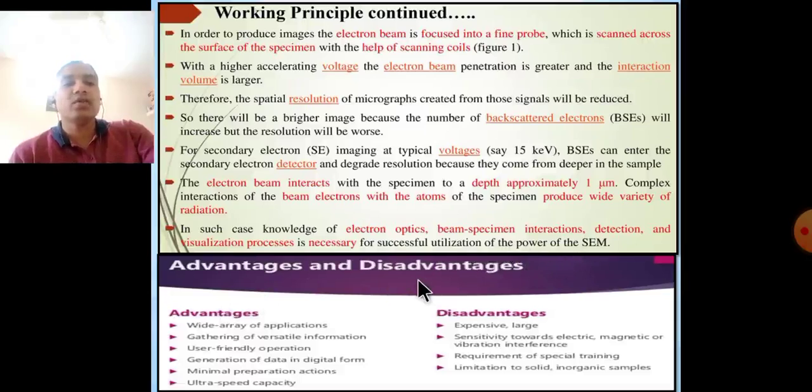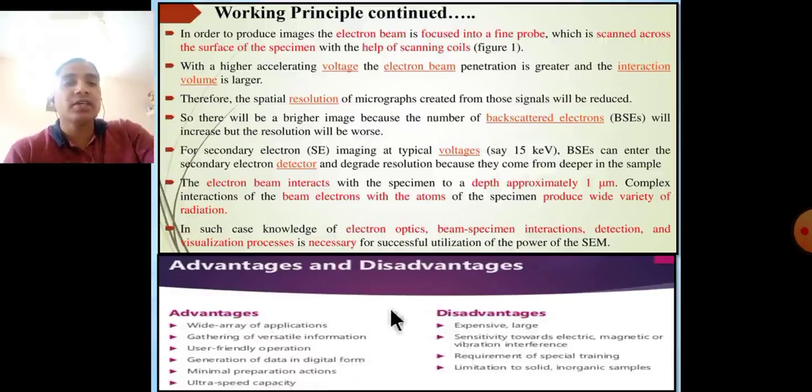Advantages and disadvantages of SEM. Advantages: wide array of applications, gathering of versatile information, user-friendly operation, generation of data in digital form, minimal preparation of the sample, and ultra-fast capacity.